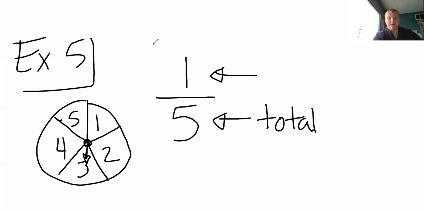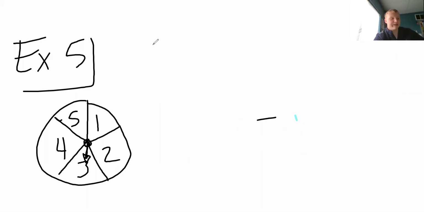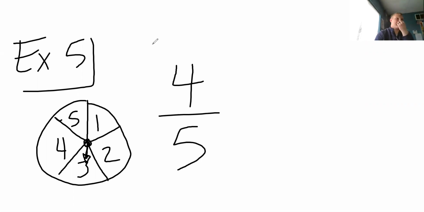I don't want to clear it all yet. So what are the odds of it not stopping on a 3? What are the odds of this spinner not stopping on a 3? Yeah, not stopping. Yep, 4 out of 5. Yep, perfect. 80% chance.